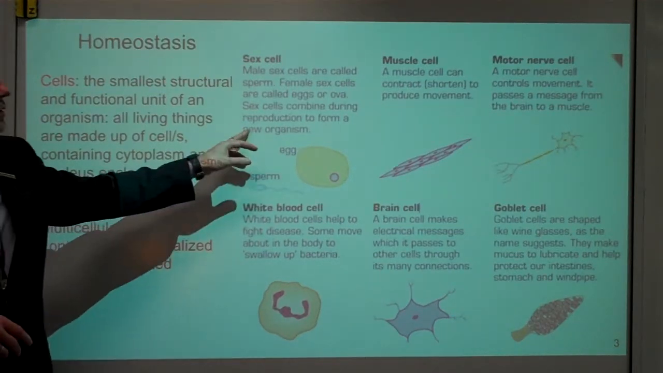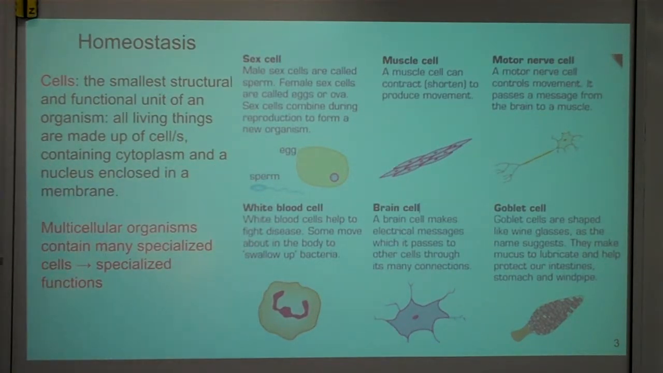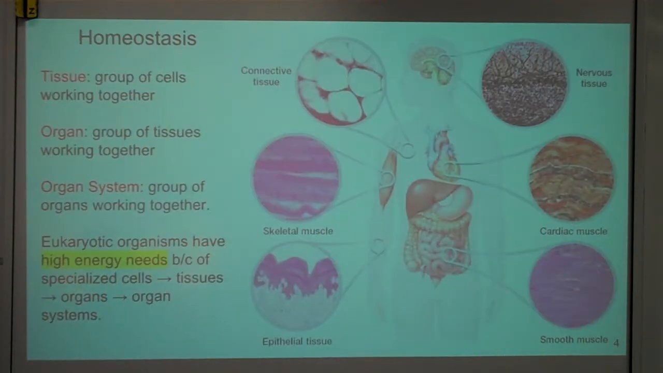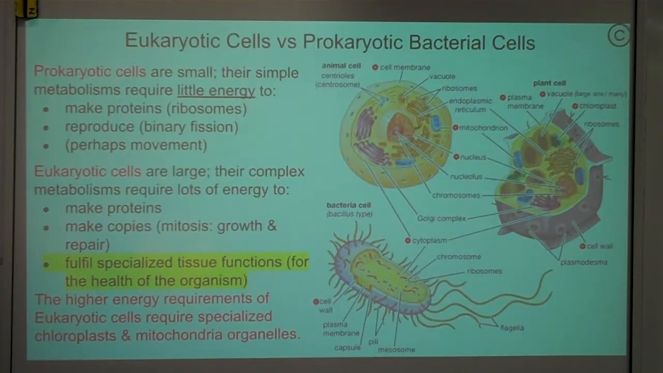But these cells, the many types of cells that make up us, they have their primary job to do, and they work cooperatively to keep us alive. Cells are grouped in tissues, tissues are grouped in organs, organs are grouped in organ systems. All those organ systems working together keep you alive, keep you ticking. And because of all of this cooperation and communication, you have high energy requirements. And that's what's covered on the next slide.